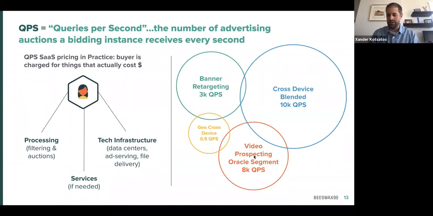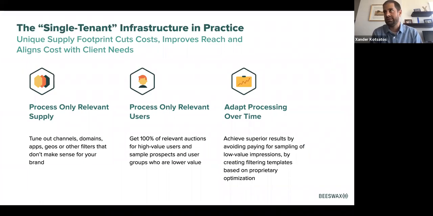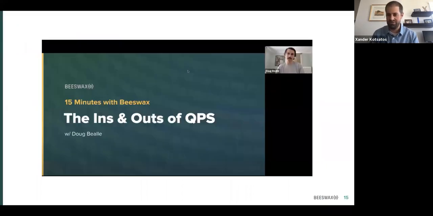And so, if I could summarize here, a single tenant infrastructure should allow for these things, right? A unique supply footprint, improved reach and aligned cost, right? Because at the end of the day, a SaaS model will work if a client is going to process only relevant supply and only relevant users and adapt processing over time. So at Beeswax, we are a single tenant infrastructure, and this essentially is our approach. And when we mention QPS to clients, it can be somewhat confusing. But at the end of the day, it usually works out.